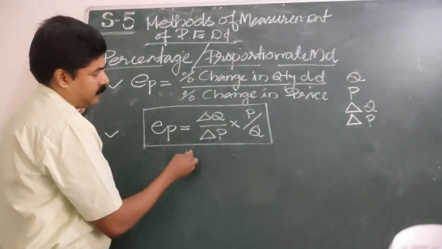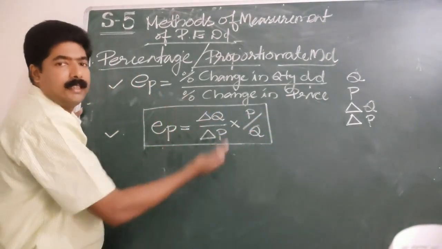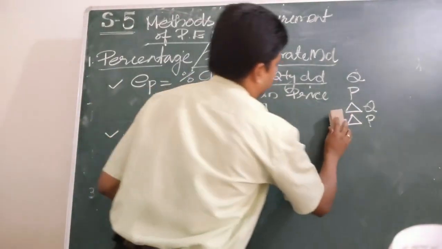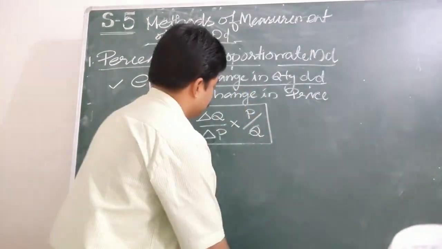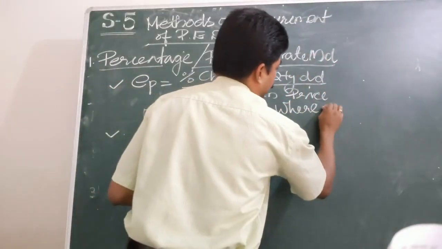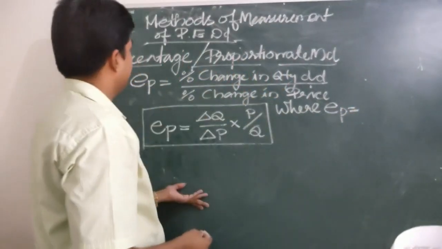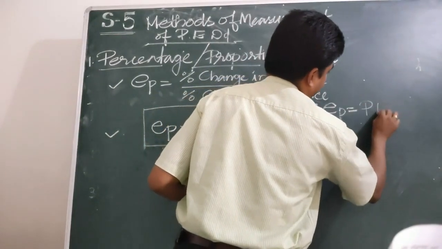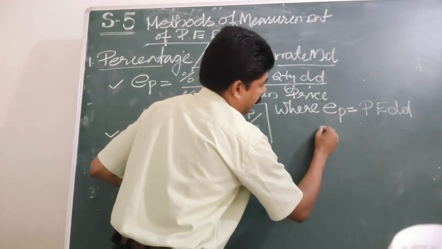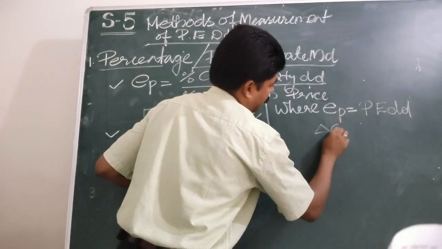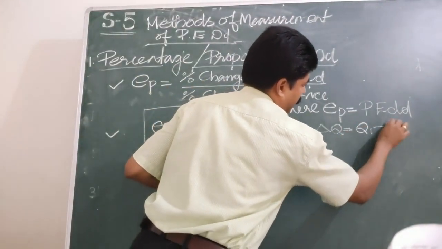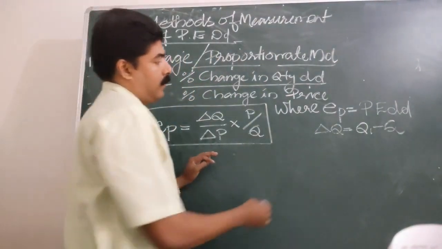Now, under this you must know certain terms. Here something is written, and what does it denote? For that we will write: where, this is price elasticity of demand. Then delta Q. What is delta Q? Q1 minus Q. This is delta Q. What is Q1?